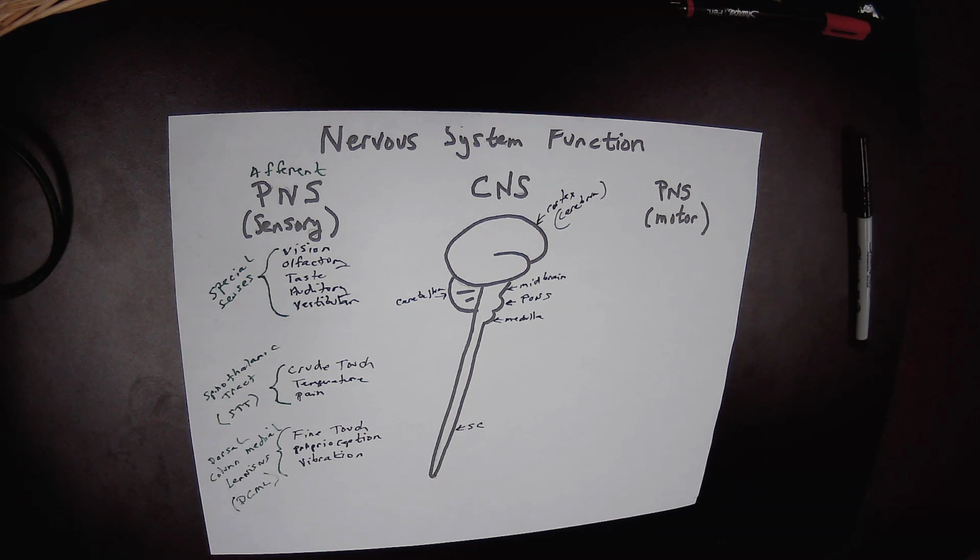So, sensory information coming in from the environment. You have your special senses, so you have vision, you have auditory, you have olfactory, you have vestibular, and you have taste. You also have the ability to discern crude touch, temperature, and pain coming in through your STT, your spinothalamic tract. You can also differentiate fine touch, proprioception, and vibration using your DCML, your dorsal column medial lemniscus. Okay, like I said, this is like a 360 overview. We'll get into much more detail, more than you probably want to over the course of the semester. You're going to know these very intimately by the end of the year. Okay? Questions about sensory?